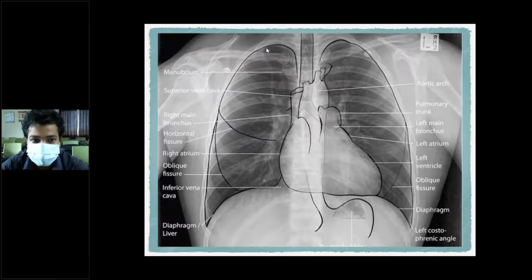This is a PA film of the chest radiograph showing the right and left heart borders. This is the cardiac silhouette. You can see the right heart border is formed by the superior vena cava, right atrium, and a small part of inferior vena cava, and the left border is formed by the aortic knuckle, pulmonary trunk, left atrial appendage, and the left ventricle. And these are the costophrenic angles.